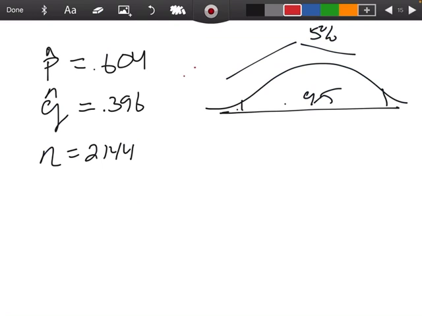Let me write it on a new page. 0.583, 0.625. This is my 95% confidence interval. And the one that we came up with for the 90% is 0.587, 0.621. This is my 90%.